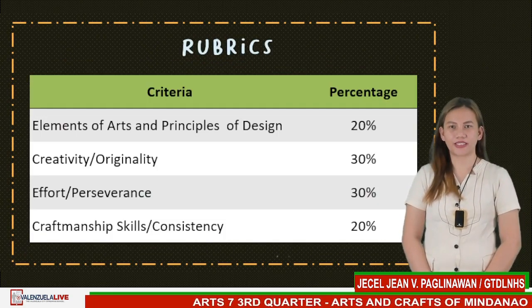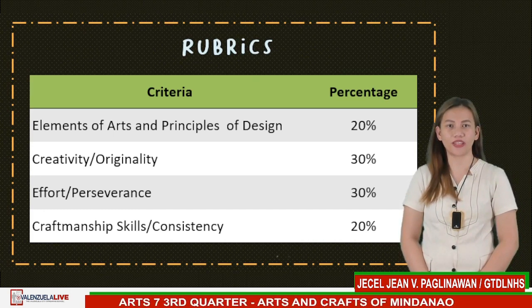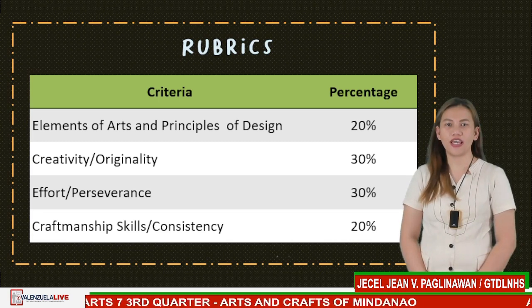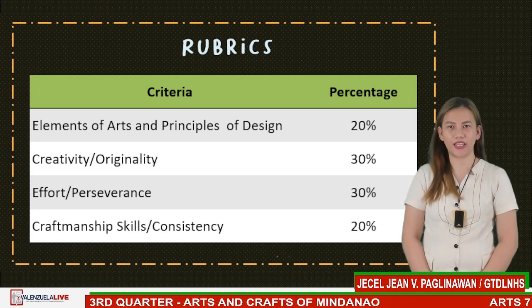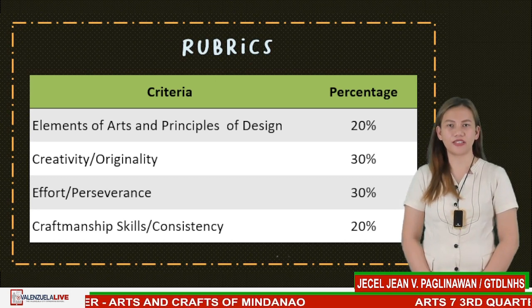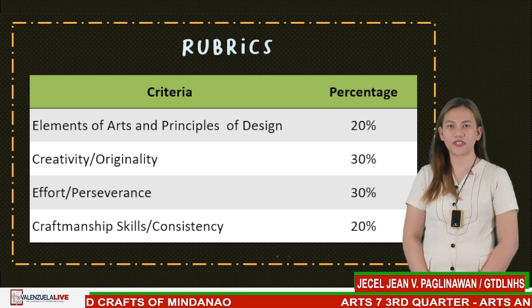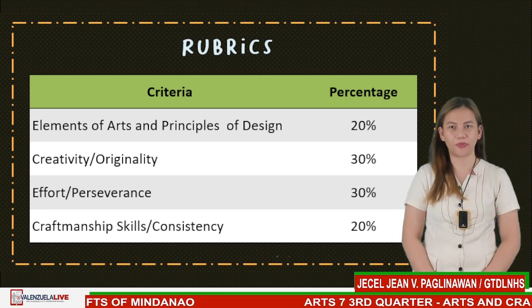Here are the rubrics. Elements of art and principles of design, 20%. Creativity and originality, 30%. Effort and perseverance, 30%. Craftsmanship, skills, and consistency, 20%, for a total of 100%.